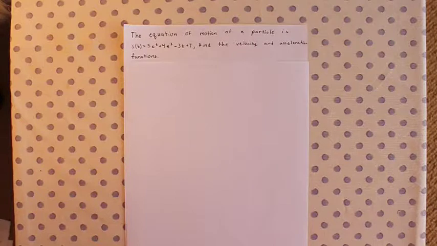Another problem is: the equation of motion of a particle is s of t. Find the velocity and acceleration functions. So the velocity function is the first derivative of a motion function, while the acceleration function is the second derivative of a motion function.